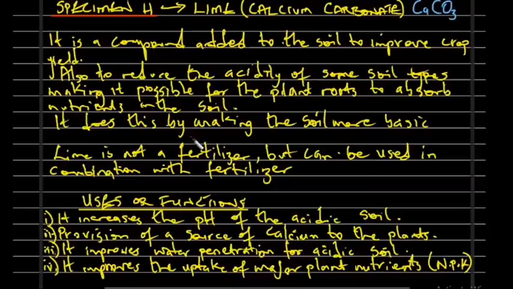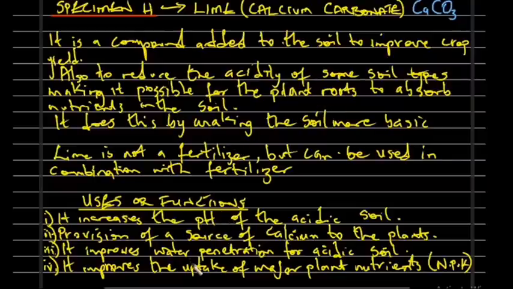But in scenarios where the soil is acidic, it will not be possible for the plant roots to absorb the nutrients in the soil, and so you need to make the soil basic, and that is where the function of the lime comes in. So the essence of adding lime to the soil is to convert the acidity of the soil into a basic form. It reduces the acidity of soils by introducing basic substances into the soil, and that is the major function of the lime. That is it. It reduces the acidity of soil types, making it possible for the plant roots to absorb nutrients. So that is basically its function.